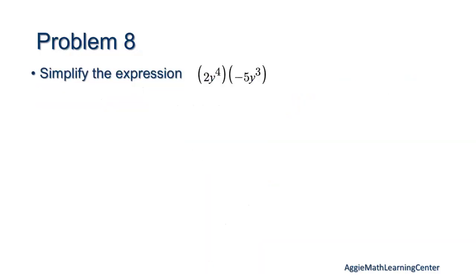Okay, perfect. We're trying to multiply these things together. First of all, let's take care of our numbers that we have here. 2 and negative 5 is what? Negative 10, okay?